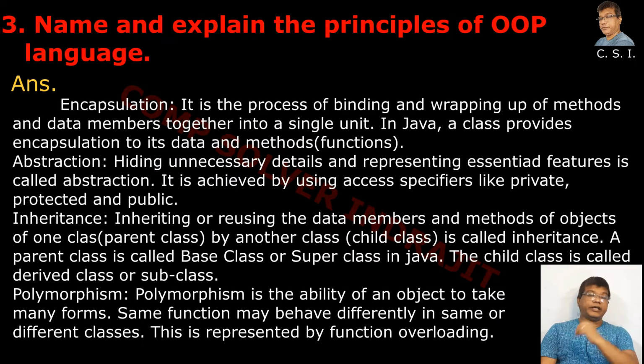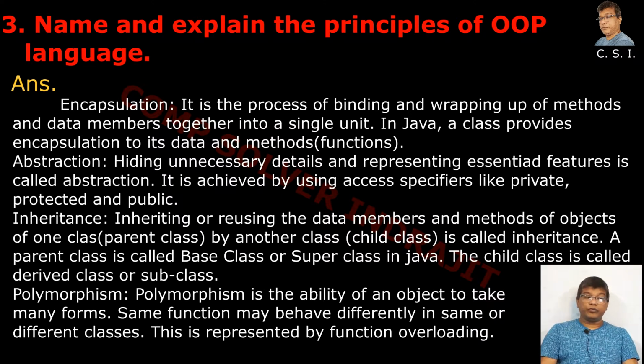Next point is inheritance. What is inheritance? Reusing the data members and methods of objects of one class, which is also known as the parent class, by another class, which is the child class, is called inheritance. A parent class is called base class or superclass in Java. The child class is called derived class or subclass.